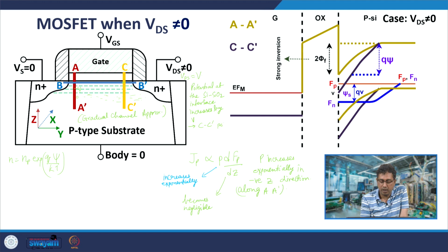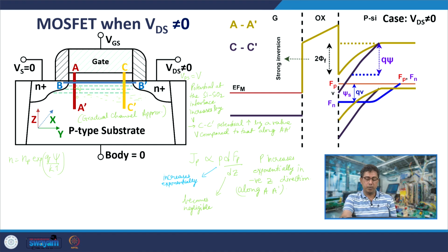The potential increases by a value V compared to that along A prime. But suppose the channel is in strong inversion and the channel is present at C C prime. So, if we suppose that the channel is present at C C prime as well as along A prime.